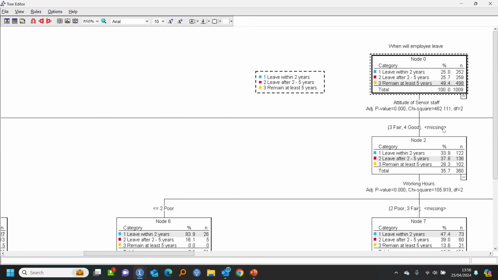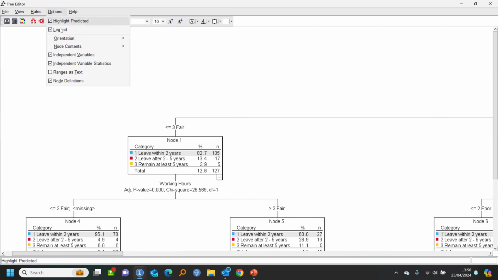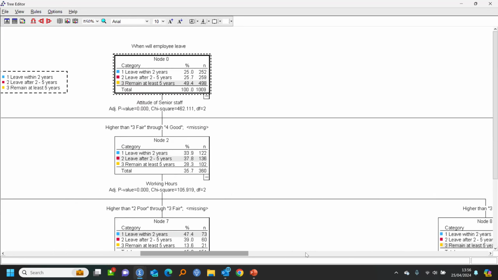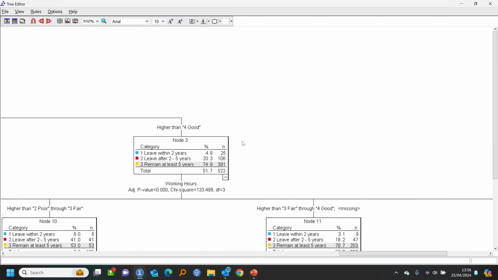it's answering the question, what do you think of the attitude of the senior staff? You might find, for example, and this is an occasion where ranges as text is a better way to view it. And it says basically, if they rate them as fair or less than fair, then 82% say they'll leave within 2 years. And if they say higher than good, which is very good, then 74%, 75% of them will remain at least 5 years.